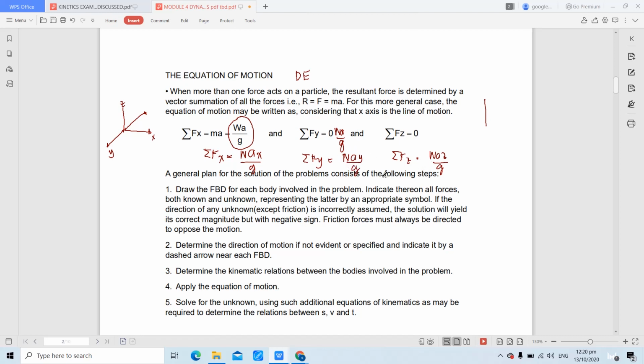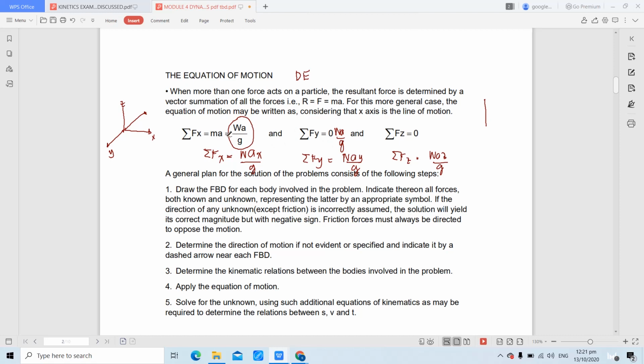So, titingnan natin palagi mismo kung ilan yung motion na kino-consider. Kung ilang axis yung motion natin. Pag iisa lang, we can use this equation and then titingnan nyo mismo kung nasan yung axis, para alam nyo mismo kung ano yung naka-equal mismo sa equation natin.